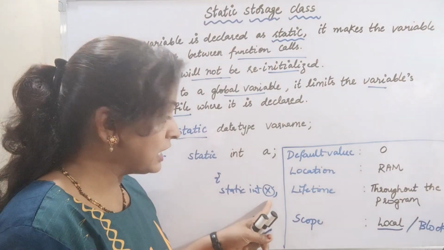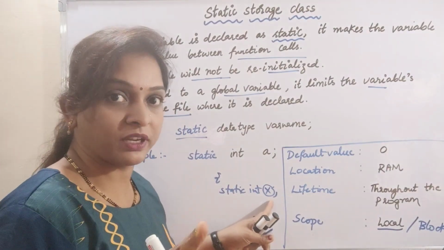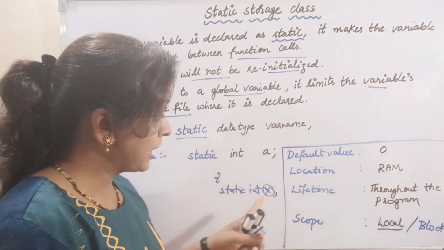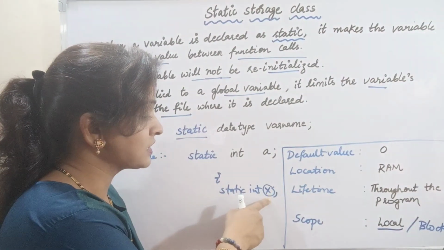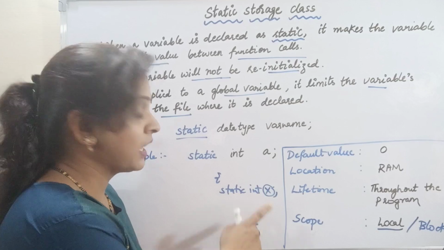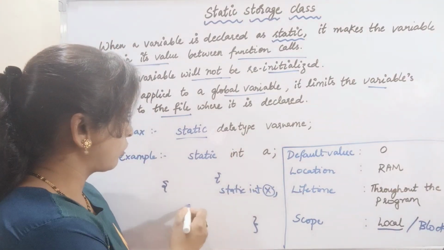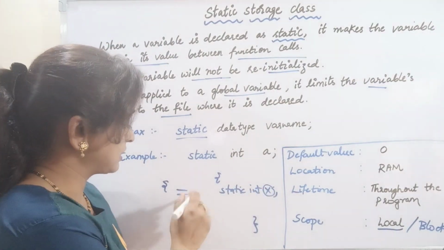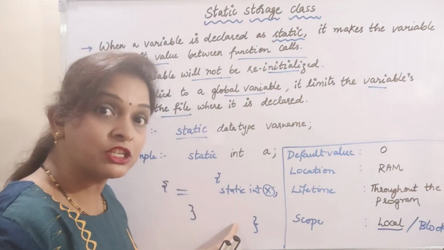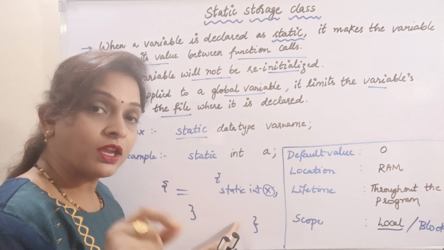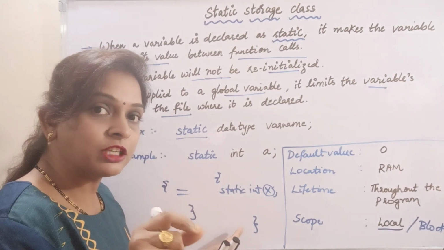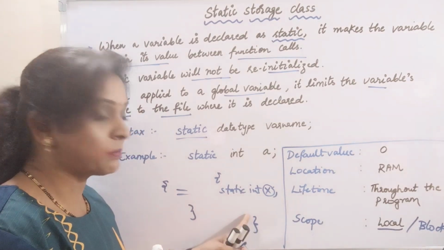Its value will be retained throughout the program, but its scope is only within this block. When I say I want to print the value of x, I can print the value of x here itself. I cannot use that value x somewhere else. But the value of that x retains throughout the program in the main function, subfunction. But talking about printing that value, I can only print where it has been declared.